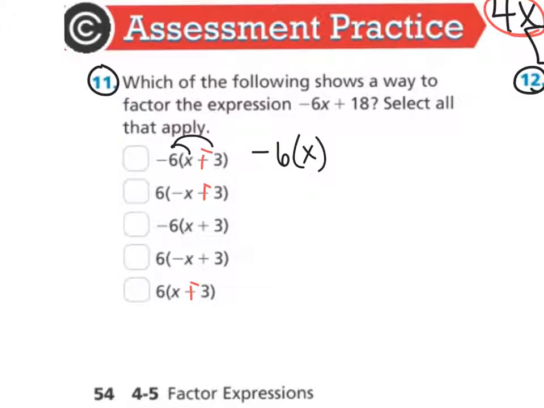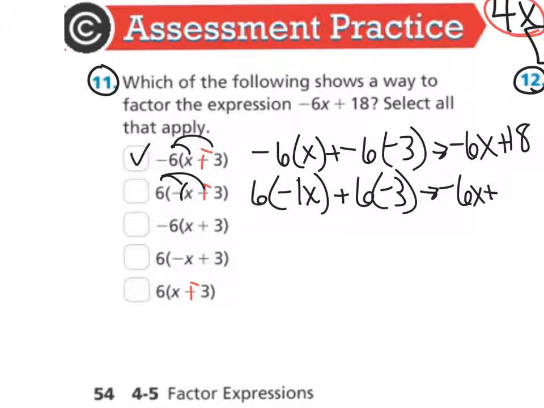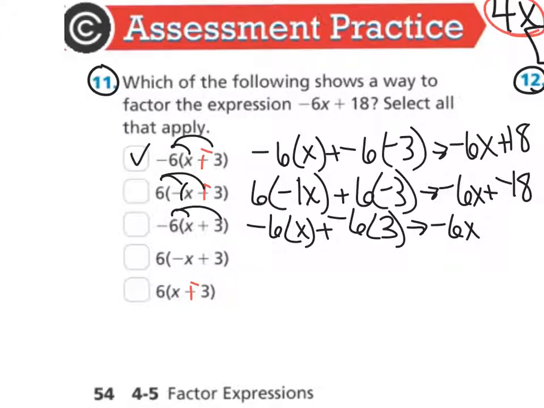So negative 6 times x plus negative 6 times negative 3. That would be negative 6x plus 18, so that works. The next one, we can put a 1 in front of the x if you want. So 6 times negative 1x plus 6 times negative 3 would be negative 6x plus negative 18 or minus 18. That does not work. The third one is going to also be negative 6x plus negative 18, so that does not work.